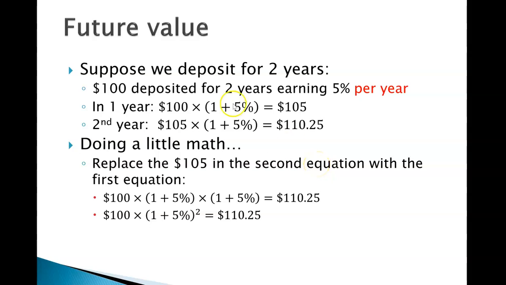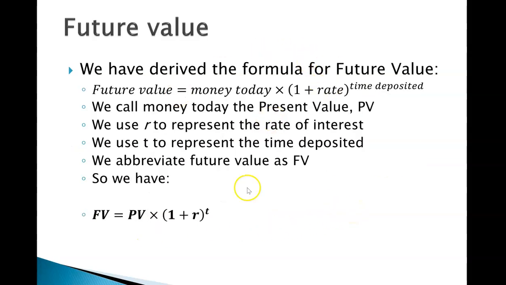Okay, and again, we're going to try to write this as efficiently as possible. So we can write the equation this way. We know this first 105 is 100 times 1 plus 5%. And then we're going to leave that in the bank and multiply it times 1 plus 5%. And so we could write it that way. But if we have 1 plus 5% times 1 plus 5%, well, that's 1 plus 5% squared. So this is the most efficient way to write that. So we write the formula this way, right? I've gone through that example to show you where the future value formula comes from. We've derived the future value formula.